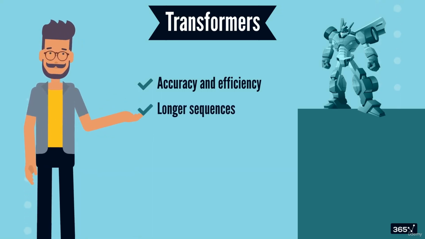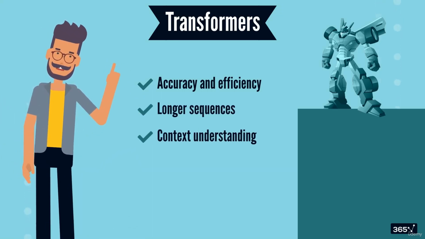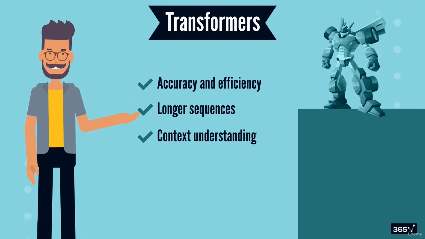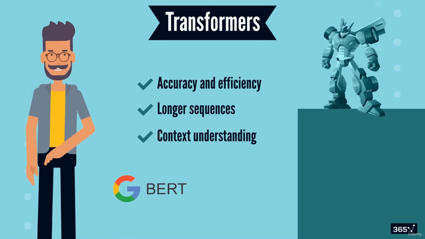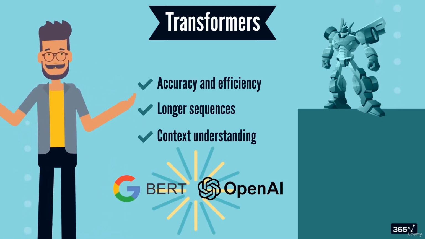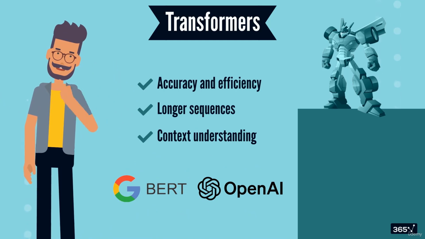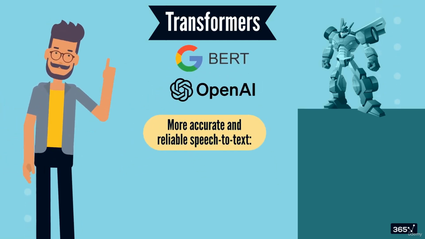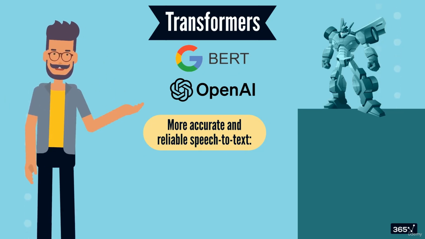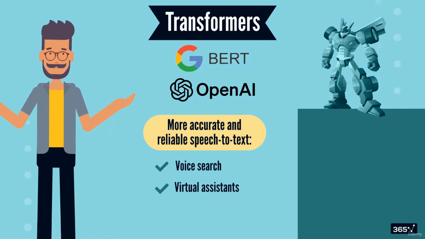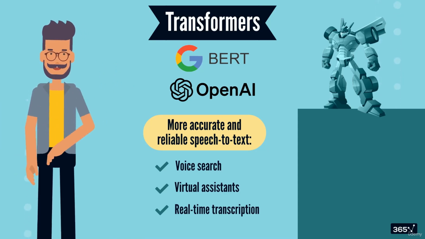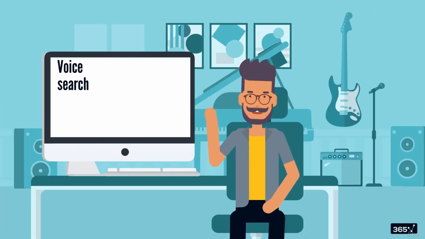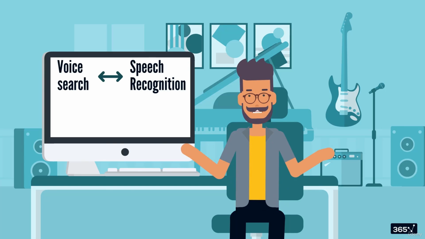Transformers with their attention mechanisms have significantly improved the accuracy and efficiency of speech recognition models. They can handle longer sequences and capture context more effectively than previous models like RNNs and LSTMs. Models based on transformer architecture like Google's BERT and OpenAI's GPT have set new benchmarks in understanding and generating human language. These advancements have led to more accurate and reliable speech-to-text applications, making tasks like voice search, virtual assistants, and real-time transcription more effective.